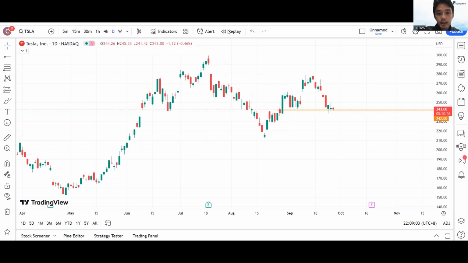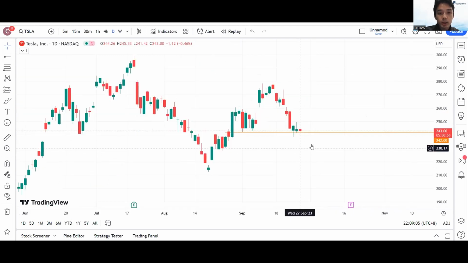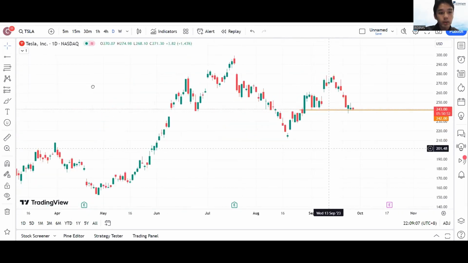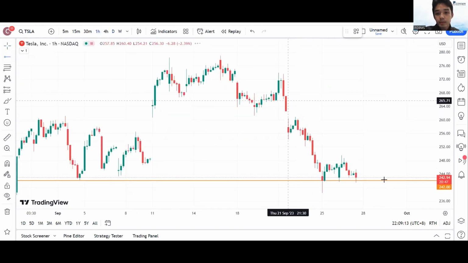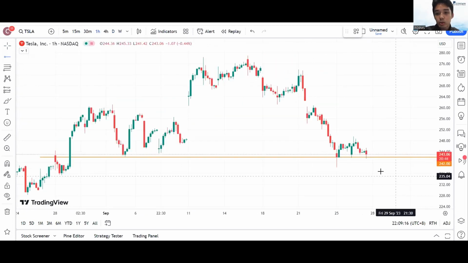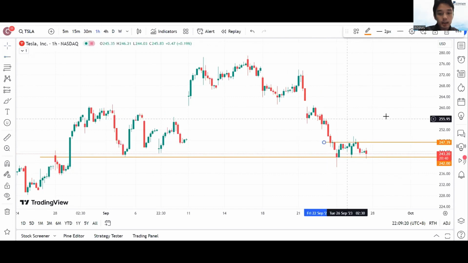But yes, so Tesla has a long way to go. We are looking at the level. Let me take a look at the H1 chart. So yeah, the level is about 247 if it continues to go up, but it doesn't seem that way.